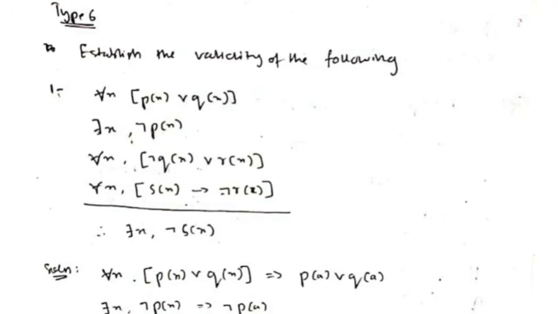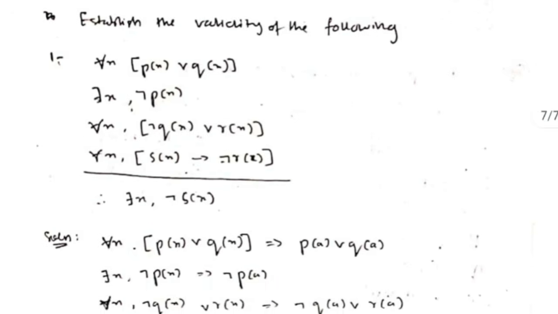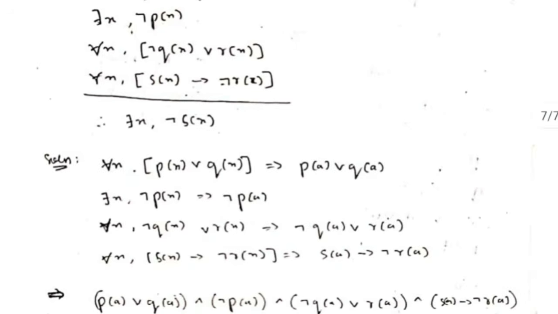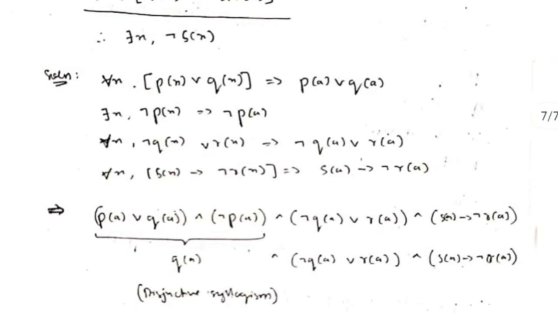We have been asked to establish the validity of the following. They have given a statement here and we have to establish the validity. First, these are general terms: if they give p of x and q of x, those are general terms. We need to convert them into specific terms and then validate this argument. So first we will write p of x and q of x as p of a or q of a. Similarly we will do for all, and then we will apply the rules.